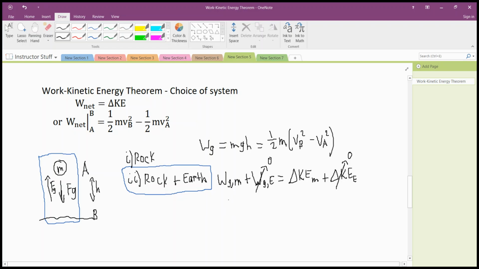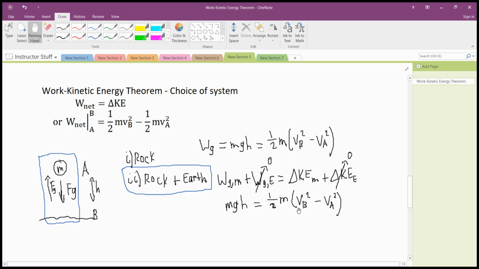Then the work kinetic energy theorem becomes as follows. The work done by the earth on the ball is still the same. It doesn't matter whether the force is inside or outside our system. The work done on the object remains the same. And so you see we have the same equation in system 2 as we found in equation 1.